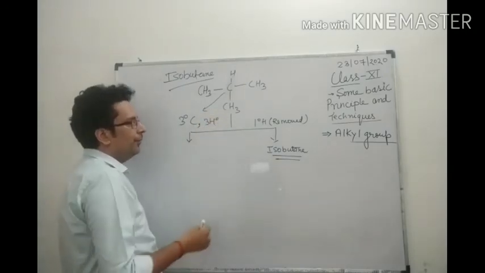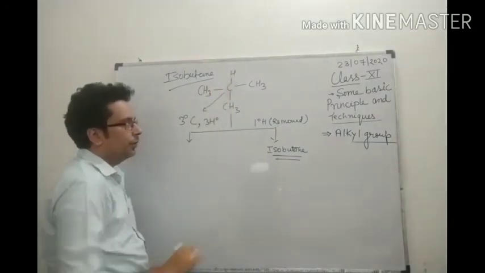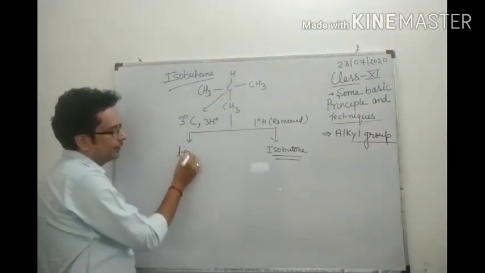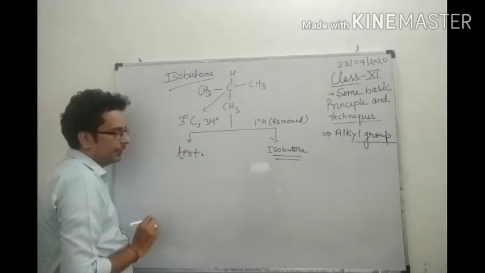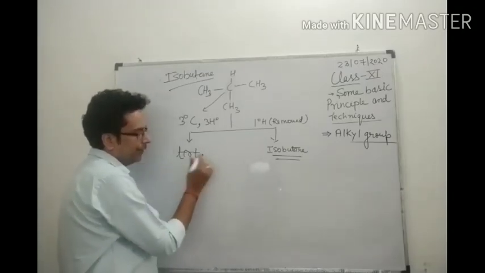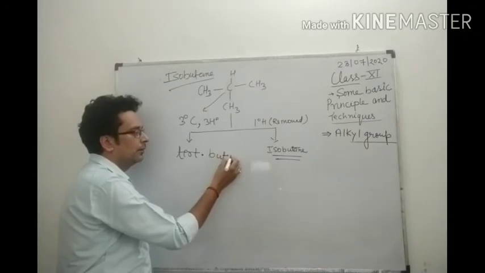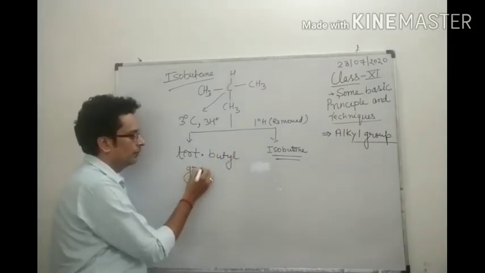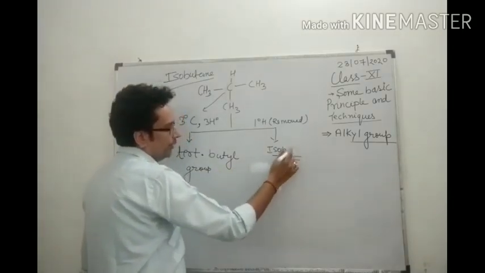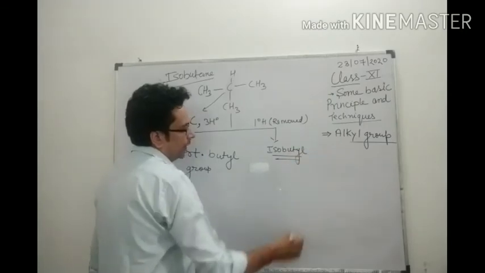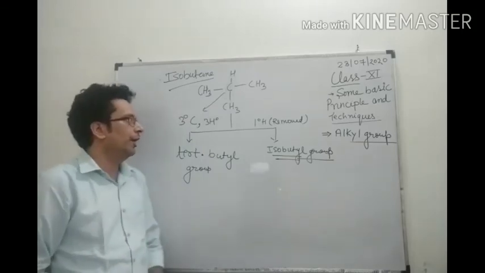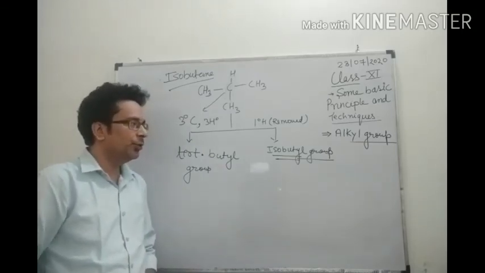So what happens when we remove this hydrogen? The hydrogen is removed from a 3 degree carbon, that is why it is known as tertiary, tert, tertiary butyl group. And here, isobutyl group, not isobutane, isobutyl. If we remove a 1 degree hydrogen, then we obtain the isobutyl group.